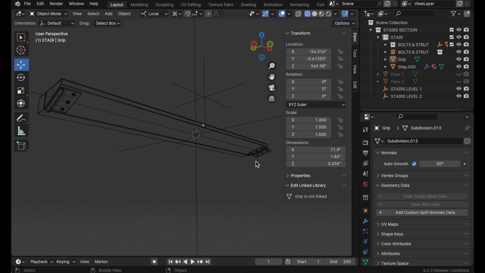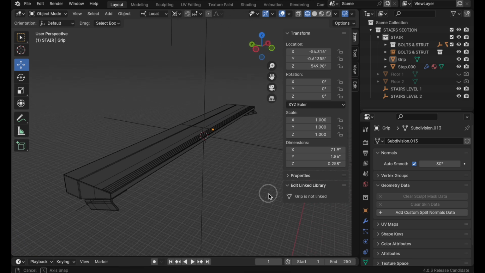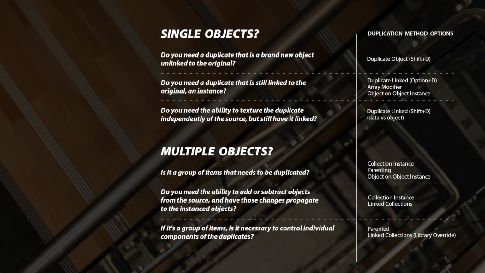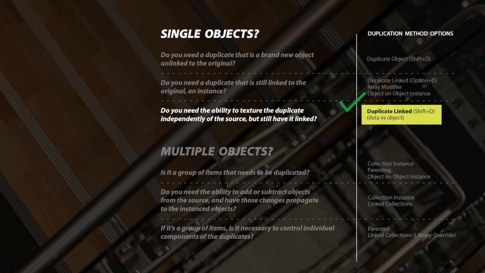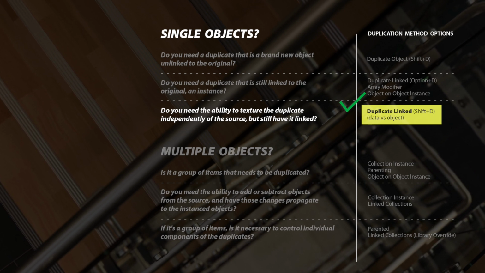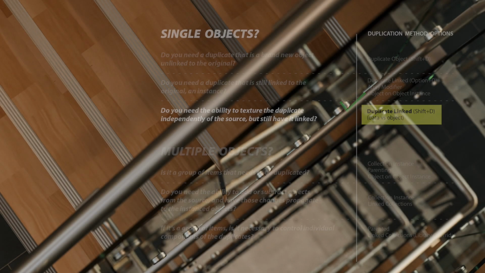So we're now ready to replicate and create the actual stairs because we've got the components all in place. We basically have two types of repeating objects right here. We have one, which is the stair itself, that will need to vary. So we ask ourselves, is it a single object? Yes. So we're going to use duplicate linked, and that will give us the ability then to independently texture the instances. So we can't use any kind of a modifier, which wouldn't give us that ability.